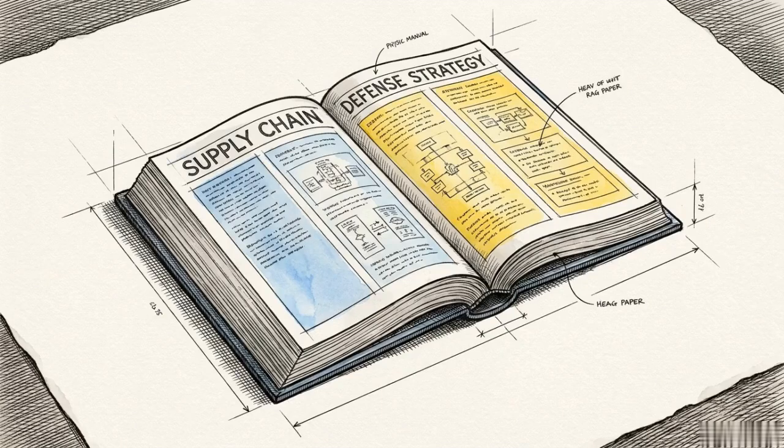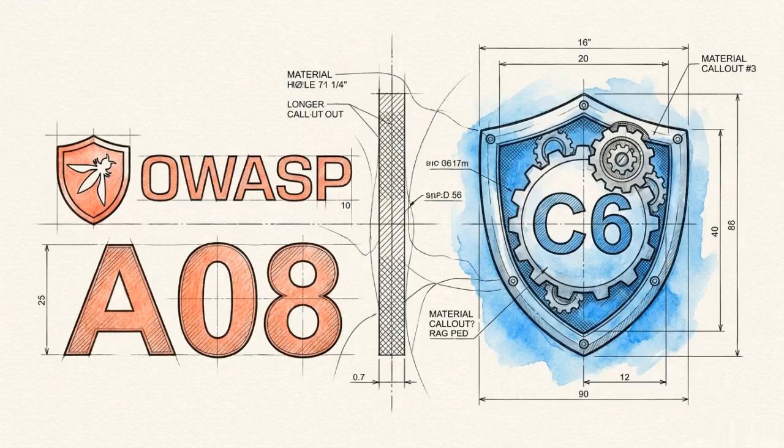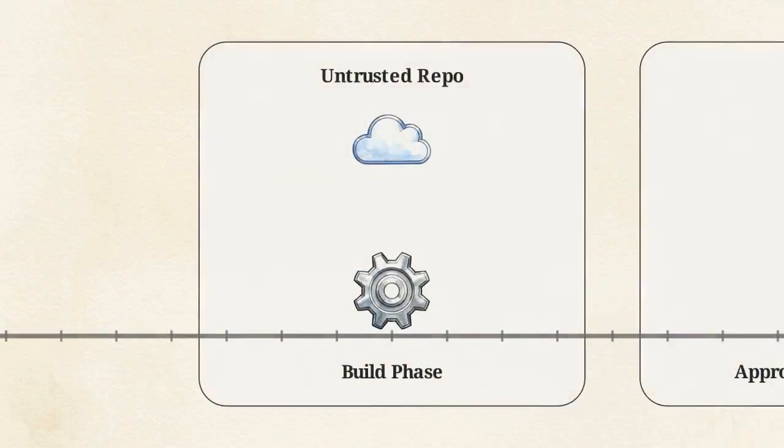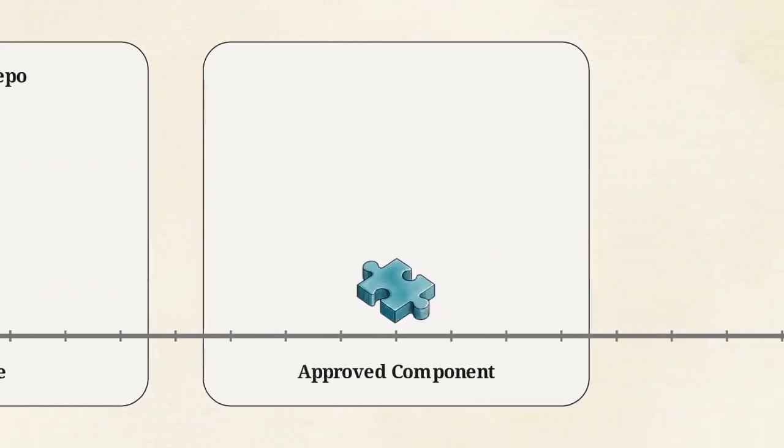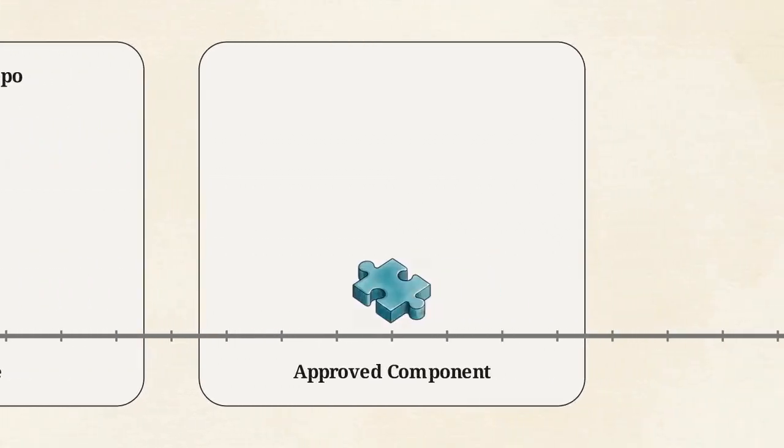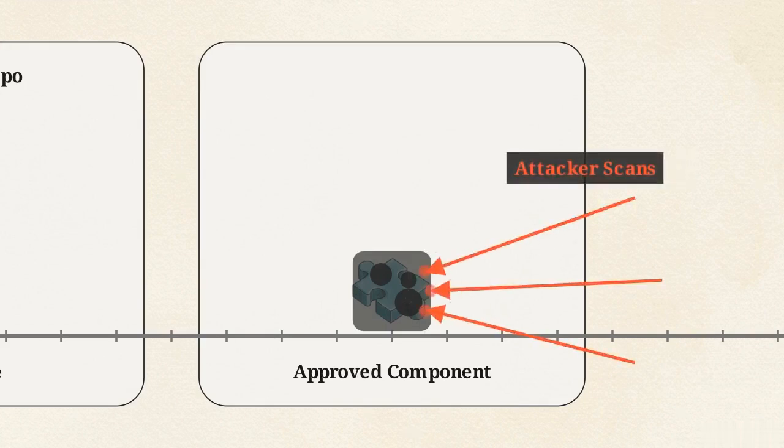Defending the software supply chain requires addressing two overlapping security standards: OWASP Top 10's A08 for software and data integrity failures, and Proactive Control C6 for keeping components secure. This diagram illustrates a compromised pipeline. Here, an unhardened CI/CD system pulls code from an untrusted repository, injecting a malicious package into the build phase. Secondly, vulnerable dependencies. Notice how this approved component decays. Attackers constantly scan for and exploit these outdated libraries.